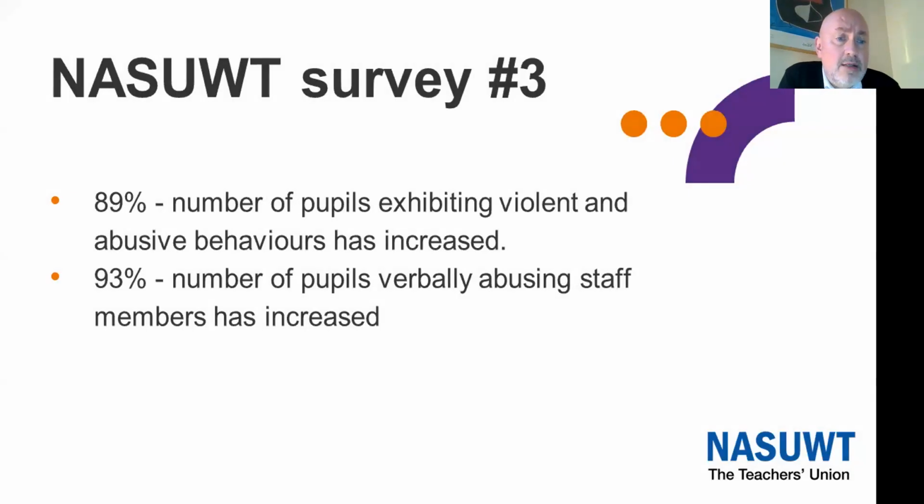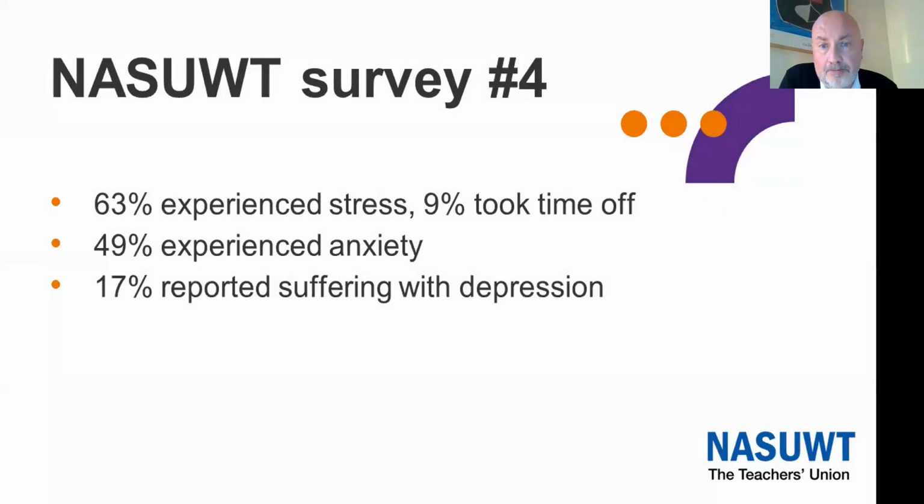In terms of trend, so asking teachers and leaders working in schools across the UK, what do they see in terms of trends? Is it getting better, worse, or remaining the same? Very clear message. 89% of our members say that the number of pupils exhibiting violent and abusive behaviours has increased, and the number of pupils, again, verbally abusing staff, our members tell us almost universally that has increased as well.